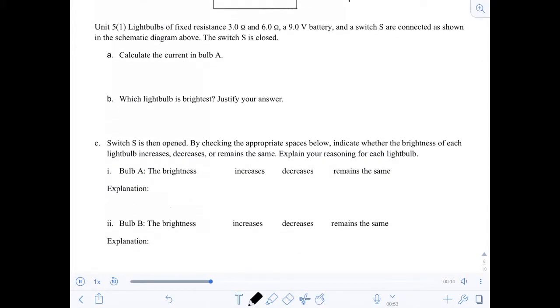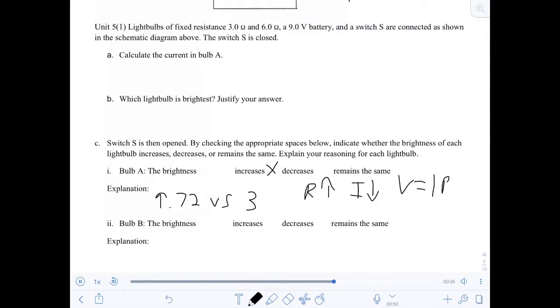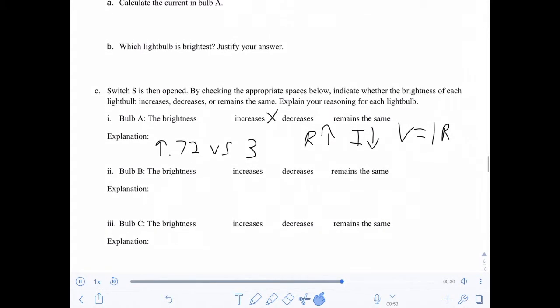So now when you compare the new powers to the original power, A's original power was 9.72, and the new power is 3. And since 3 is less than 9.72, you can therefore say that the correct answer is that it decreases, but you can also think of this conceptually. Since the resistance goes up, current has to go down, and R and I have an inverse relationship according to the formula V equals IR.